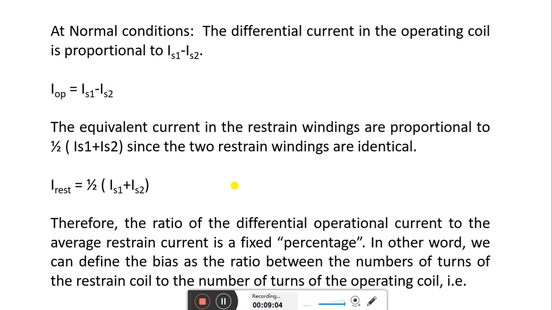We can change the number of turns of the restraining coil so that the ratio can be made fixed. It means if we change the restraining coil turns, the ratio of the operating coil turns to the restraining coil turns will be a fixed quantity, as per our requirement or as desired in the system. That's why it is called the fixed percentage or the percentage differential protection system. Let us see further how it will happen.